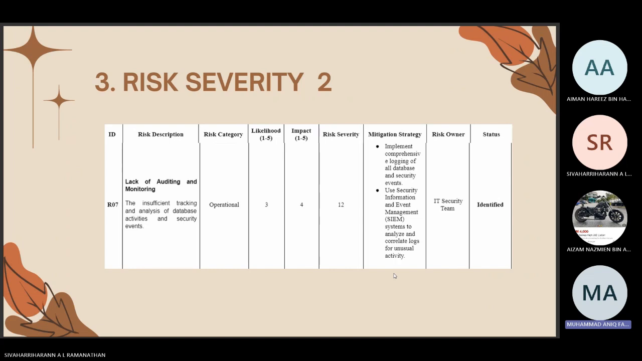So the mitigation strategy is to implement comprehensive logging of all the database and security events and use security information and event management system to analyze and correlate logs for unusual activity. Resources required include SIEM system and IT security personnel, and the responsible party is the IT security team. The timeline and the status reflect that this risk is identified and in the planning phase. Next.